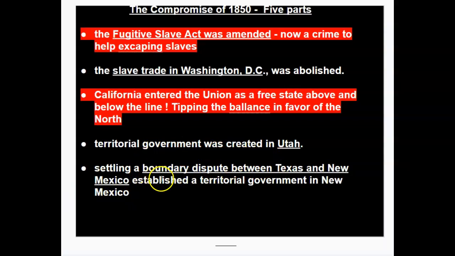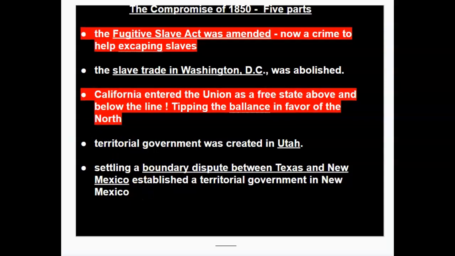Now, this boundary dispute between Texas and Mexico, it'll establish a territorial government in New Mexico. Now, we're not talking Mexico, we're talking New Mexico. So there's a boundary dispute between the territory of New Mexico and the state of Texas. And eventually they'll say, you know what, we're done, stop it, and we're going to say this is the territory of New Mexico, and here is its government.